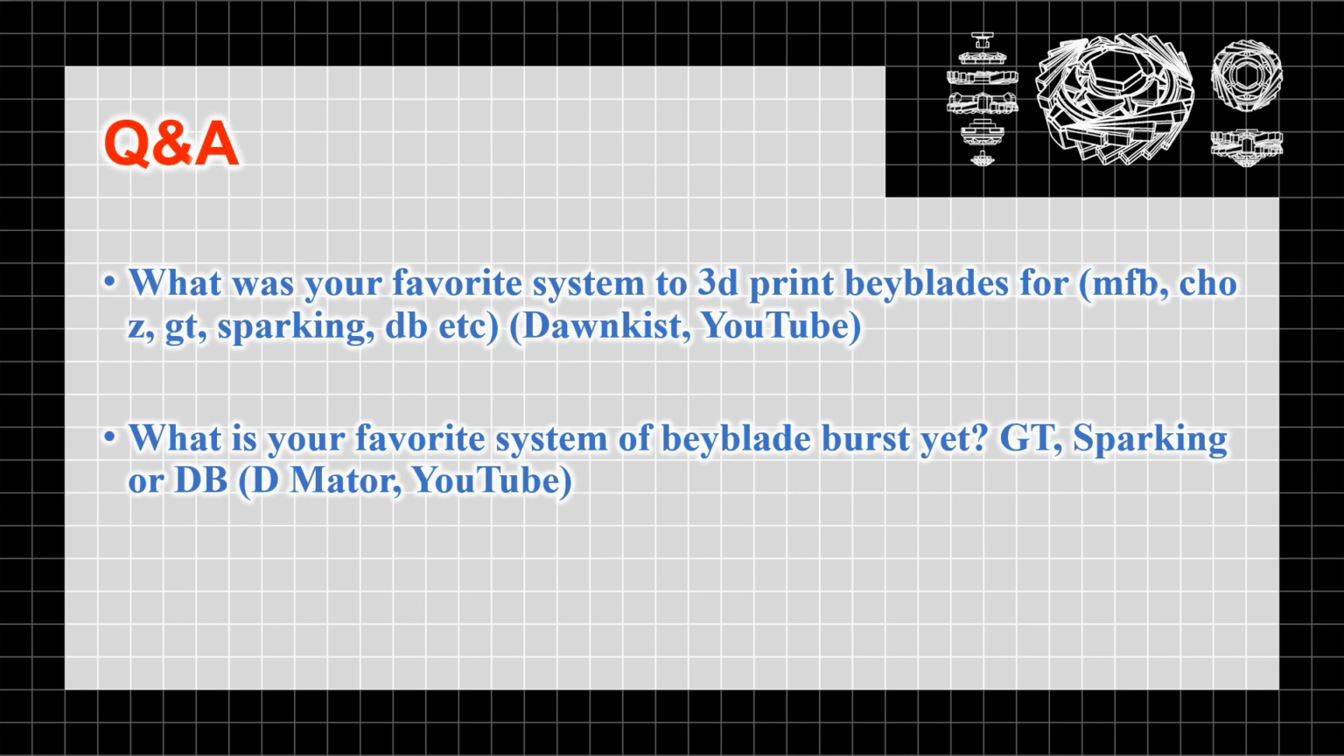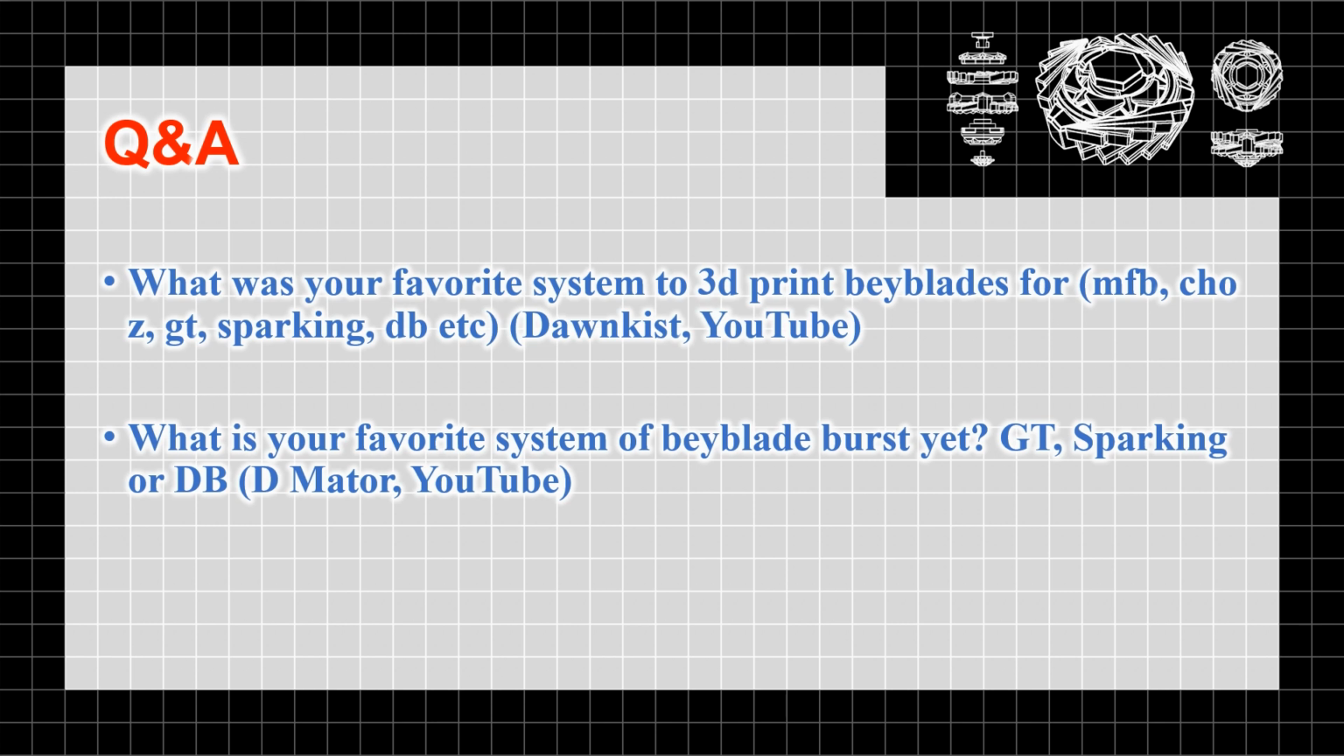And compared to the Chosen layer, with the Gold layer you don't need to worry about metal. That's quite simple. Metal, even for 3D printing, is more expensive than plastic. So the Gold layer is easier to make, and it's cheaper. But despite that, if I have to choose between GT, Sparking, and DB layers, I would say Sparking is better.